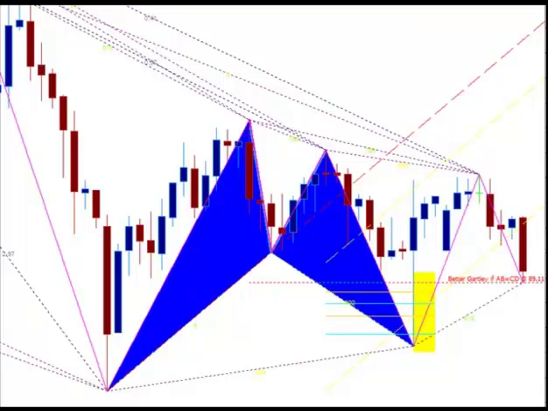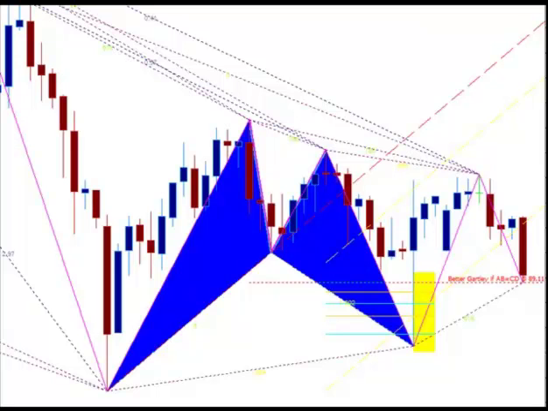So anyways, the AB equals CD pattern was actually talked about in Gartley's book, which described the Gartley pattern. I believe it was page 249. He introduced us to what the AB equals CD pattern is, so that's what we're going to go over today. There are three legs that form this pattern, which start with the leg labeled as AB.